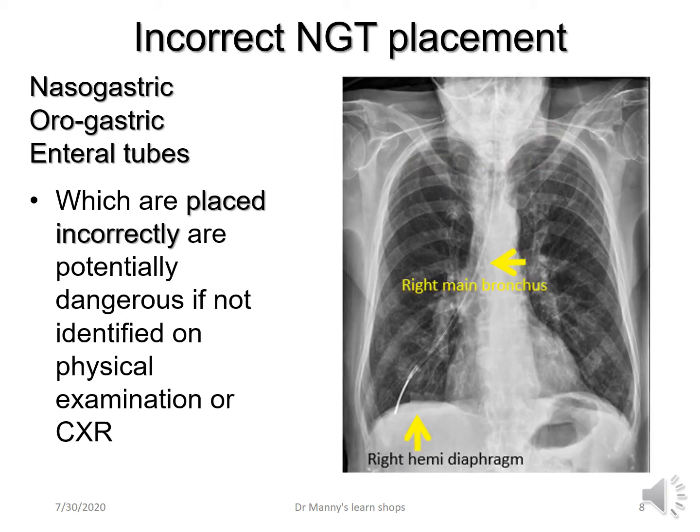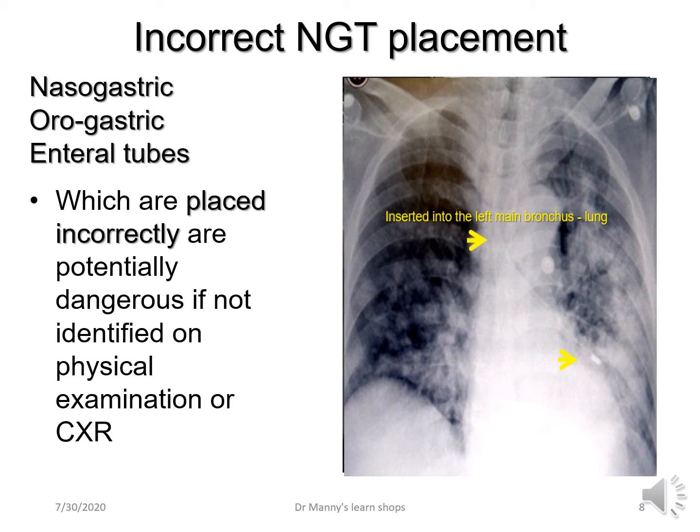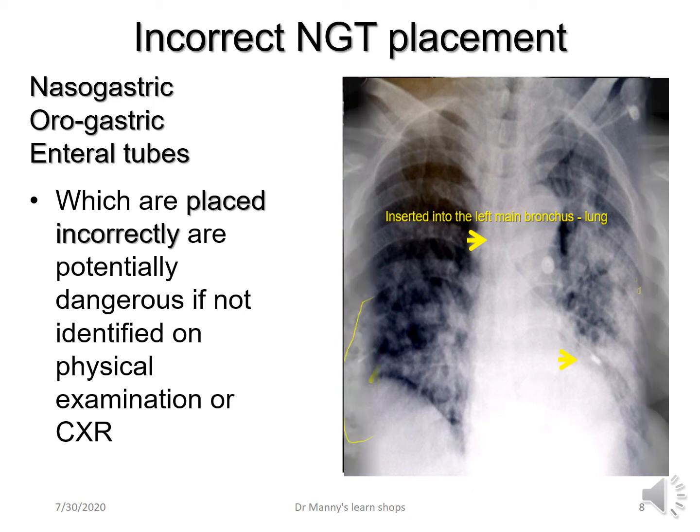Here's an example of a tube going to the right main bronchus, into the lung, located at the right hemidiaphragm. Potentially dangerous if you want to start feeding. Inserted into the left main bronchus. Again, potentially dangerous. All tubes have got a radio-opaque tip, or most tubes have got a radio-opaque line that goes along the whole length of the tube.